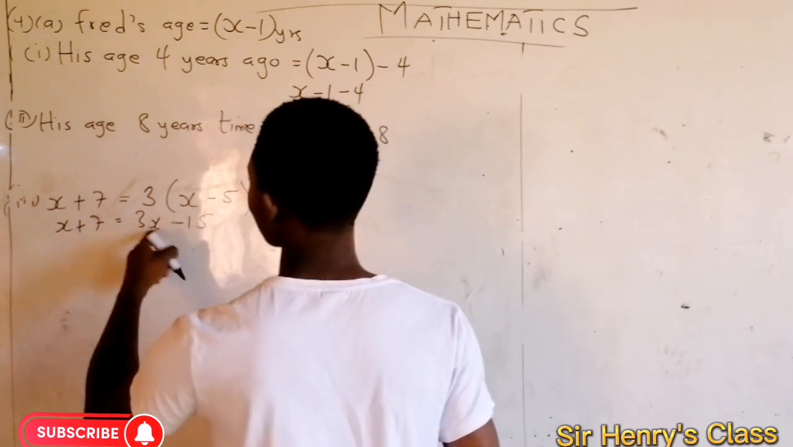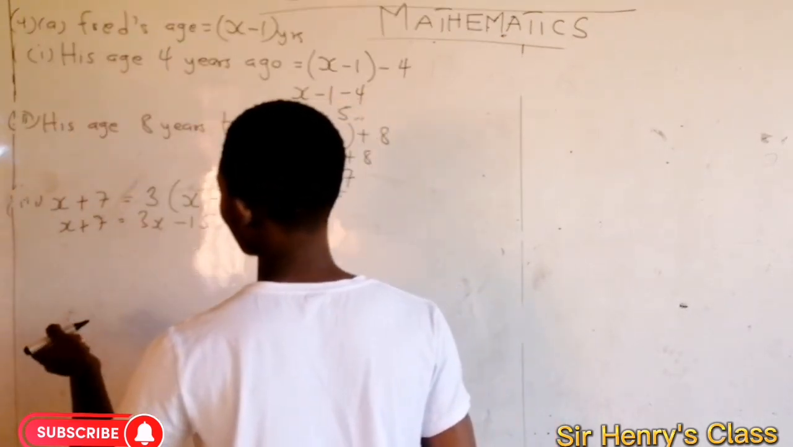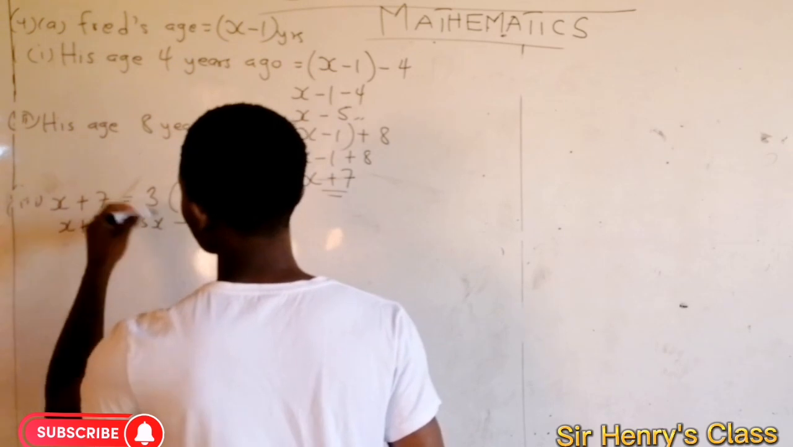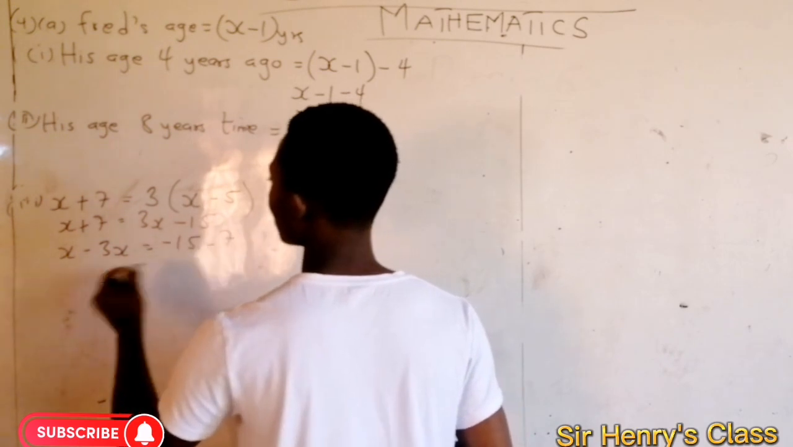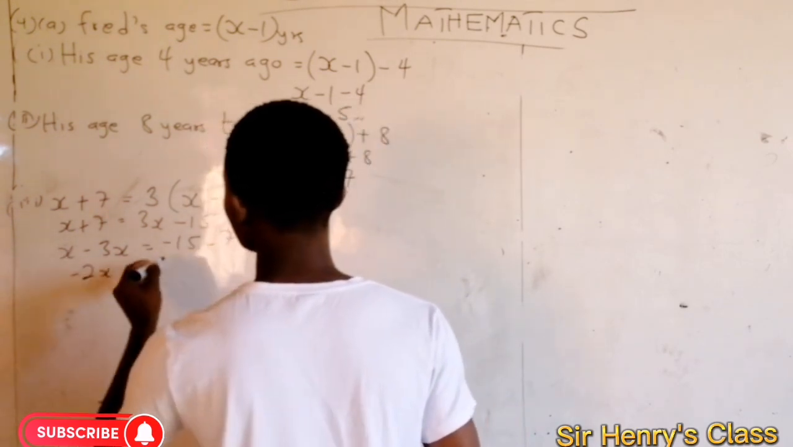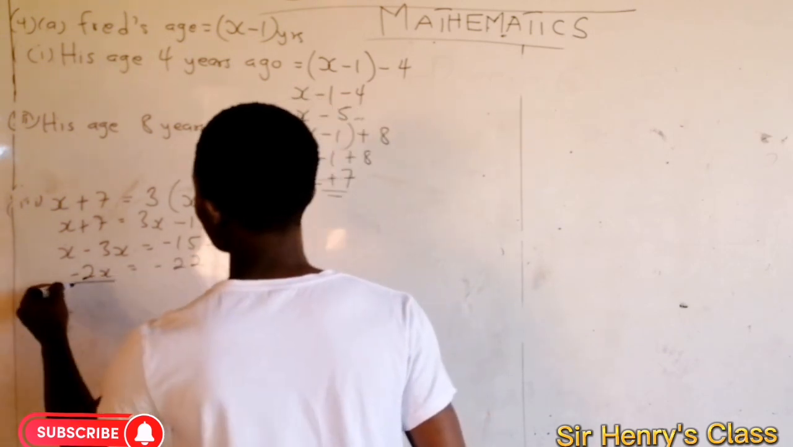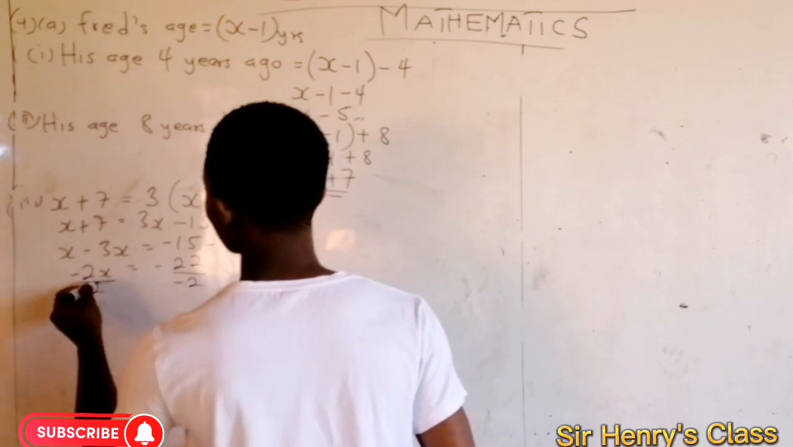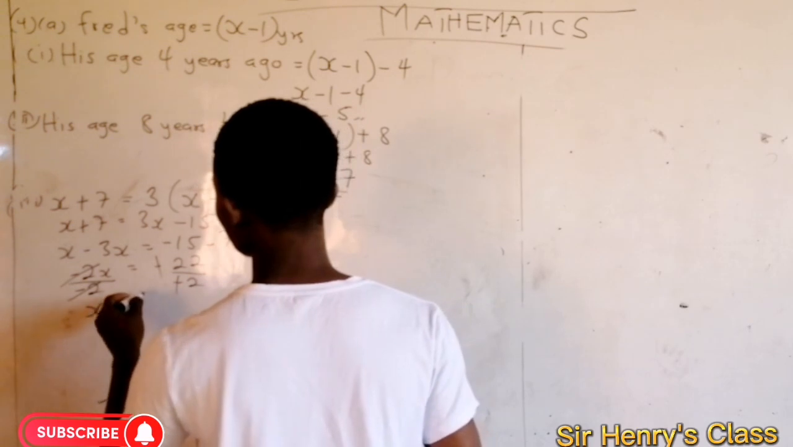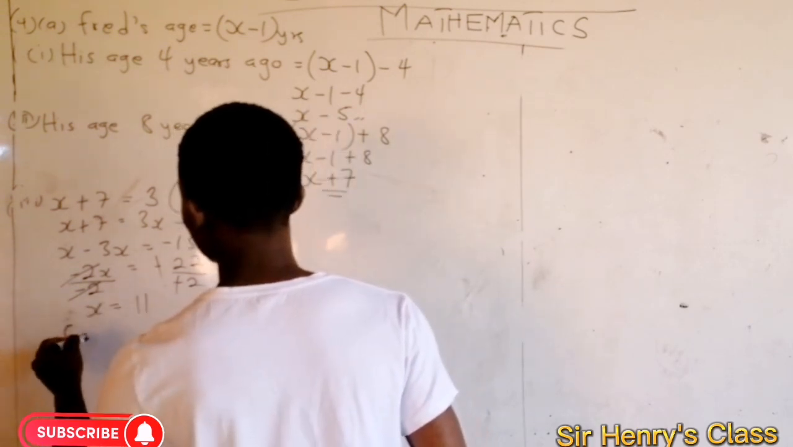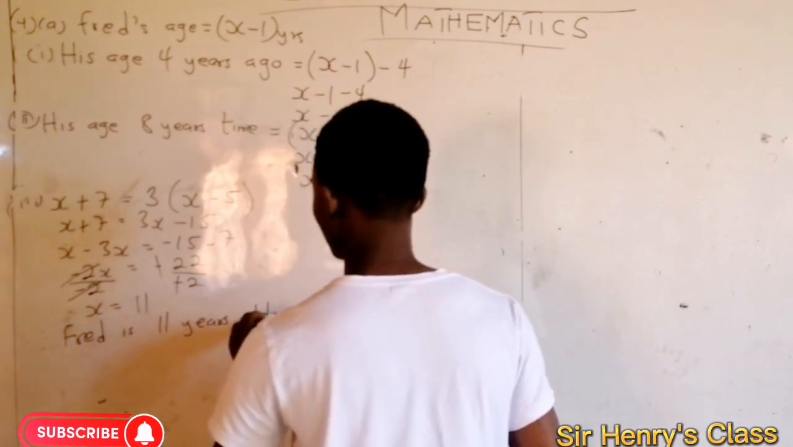Okay, so we want x, so we make the values of x stand on one side of the equal sign. So let me bring this 3x to make x. So x minus 3x is equal to negative 15 minus 7. So I have negative 2x is equal to negative 22. So divide by negative 2. So x is equal to 11. So therefore Fred is 11 years old.